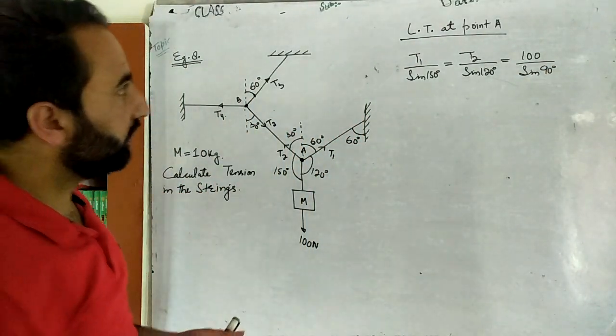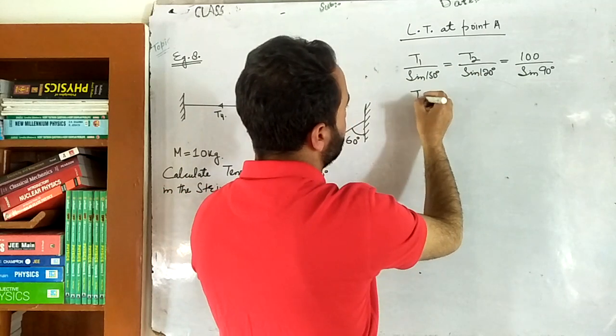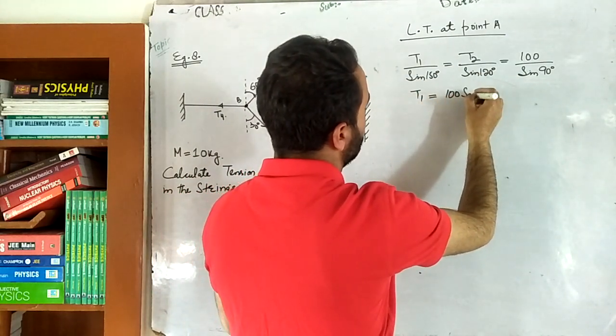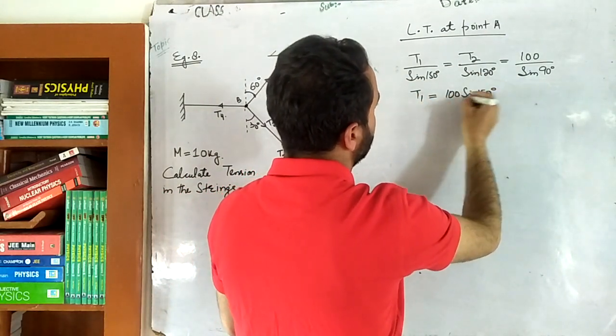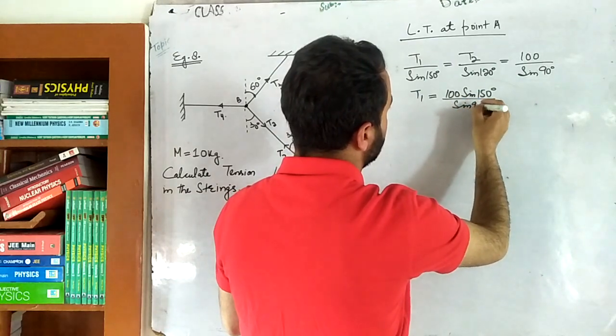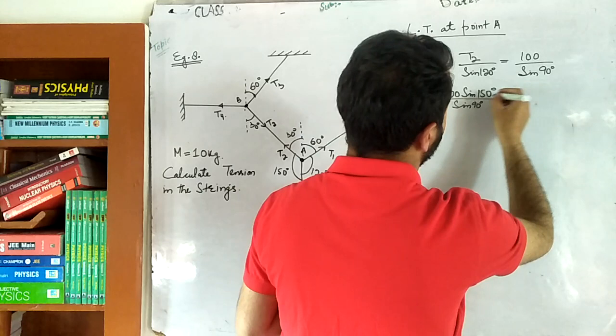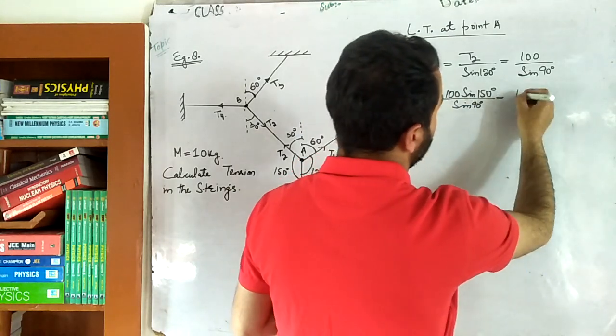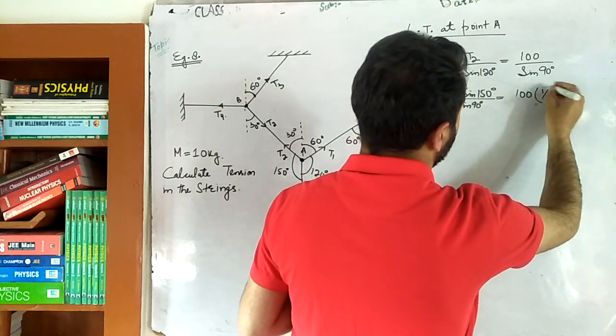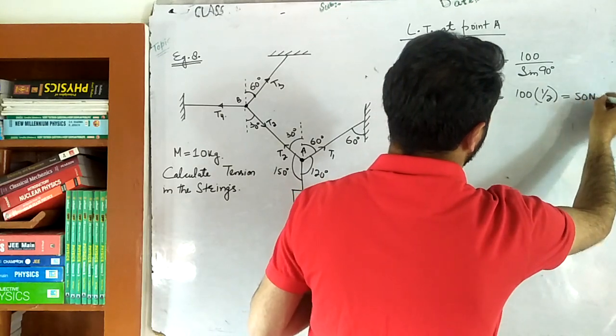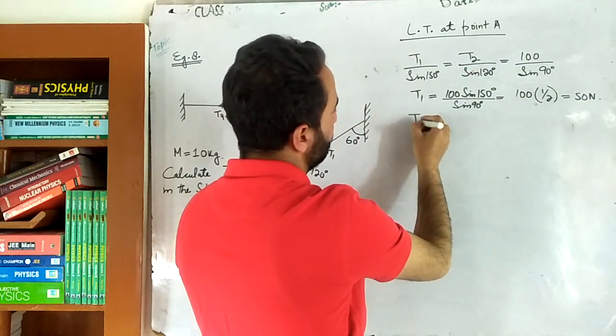Okay, then I will calculate T1. So obviously T1 is equal to 100 multiplied by sine of 150 divided by sine 90. Now how much is sin 150? That's equal to 1 by 2. That's cos 60, so that's 1 by 2. And sin 90 is 1. So it will be 100 multiplied by 1 by 2, which is equal to 50 Newton. Okay, so we have calculated T1. Then in the same way we can calculate T2.